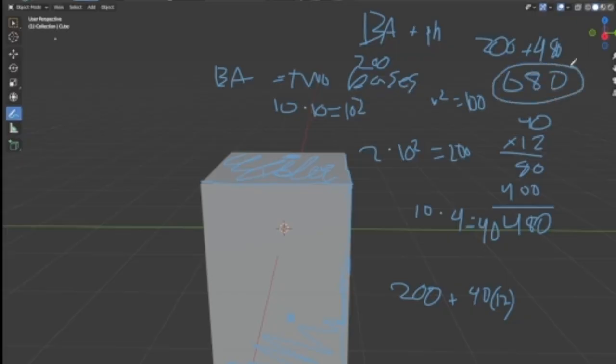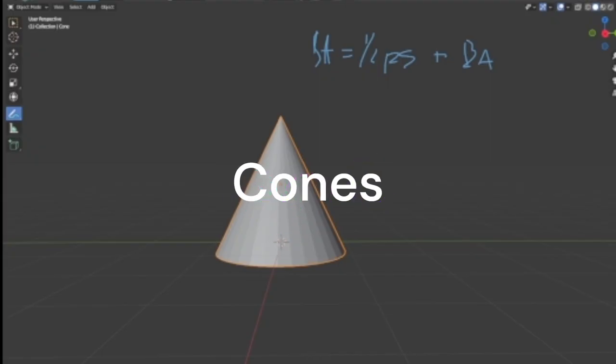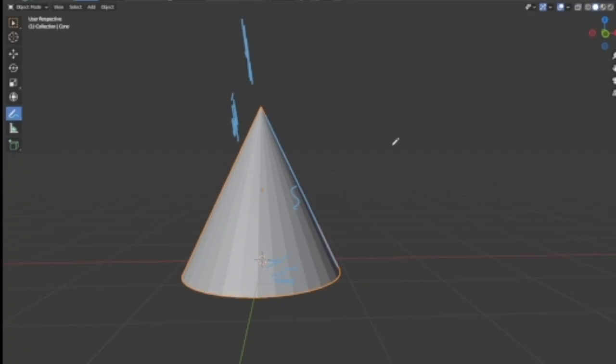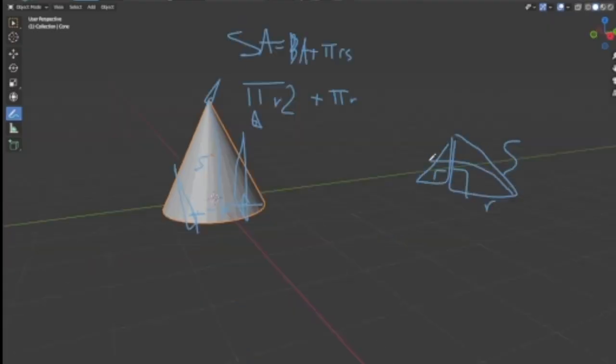The answer is 680. Next up are cones. Their surface area is calculated by getting its circular base, plus 1/2 times perimeter times the slant height, which is the hypotenuse if you were to draw a triangle from its side. It is also pi r squared plus pi r times the slant height.